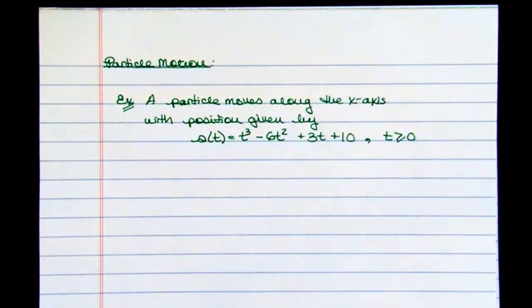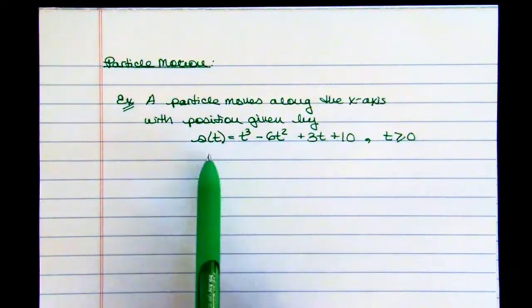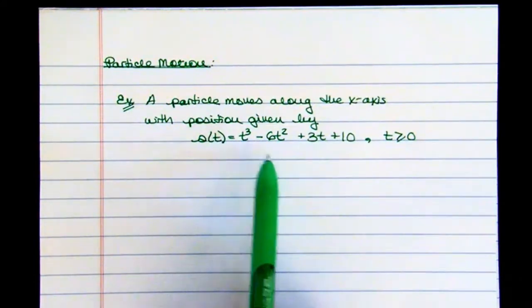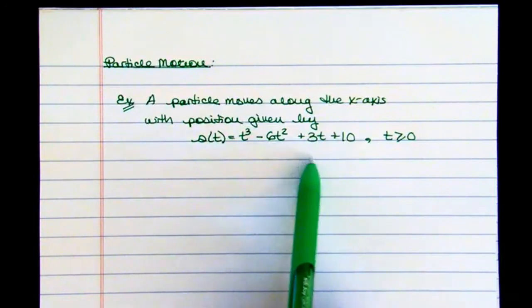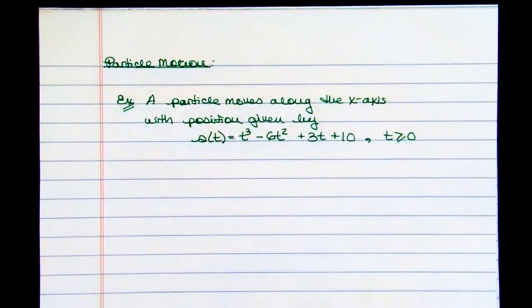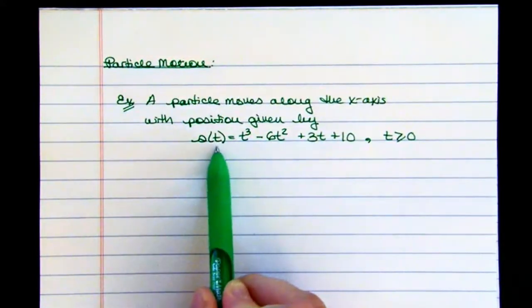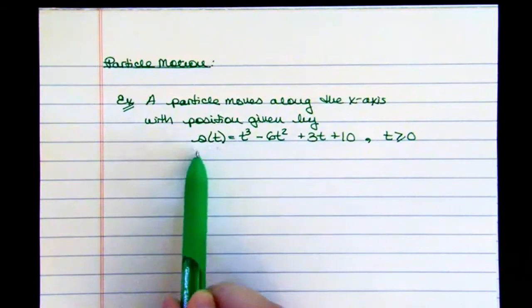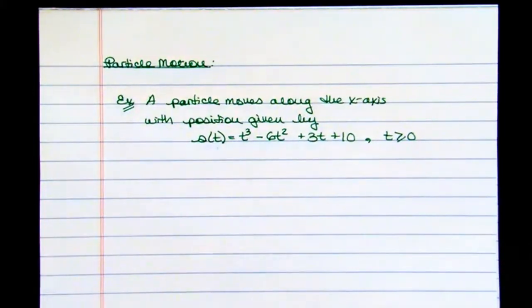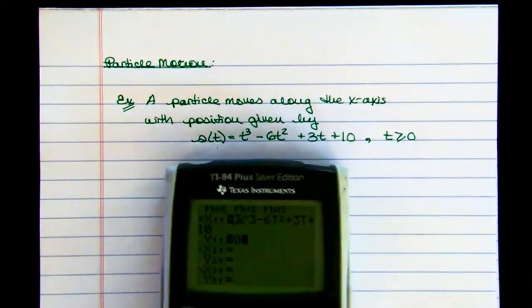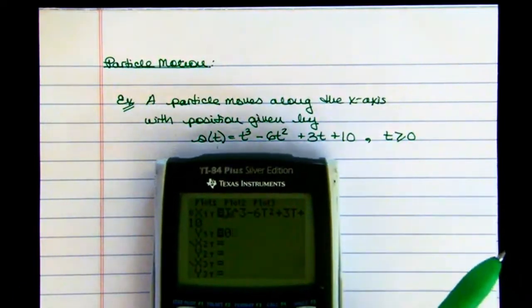For example, we're going to say that a particle moves along the x-axis with a position given by s of t equals t cubed minus 6t squared plus 3t plus 10, telling you that t is greater than or equal to 0. T, that variable, is going to represent my time. I can plug in a time, and I can find my position. To give you a sense of what this looks like, let me show you on the calculator. Don't worry about how I type that in. Just watch the graph and watch the little dots and watch how it moves.